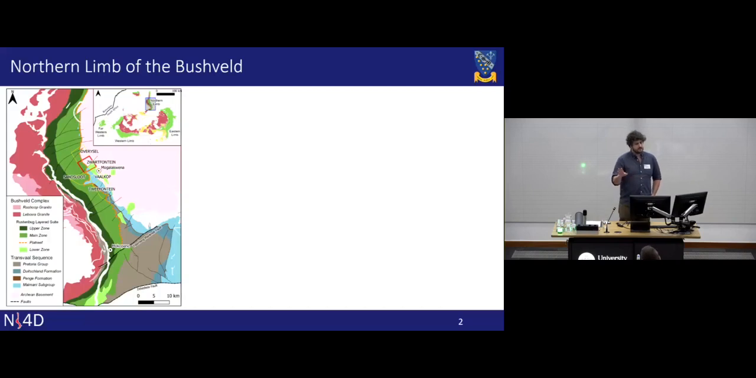Our project is focused specifically on the northern limb, which, as you'd imagine, is in the northern part of it. The northern limb is a little bit different geologically from the rest of the Bushveld complex. To be honest, we don't need to know much about the geology for the rest of this talk, other than just remember it's a layered igneous intrusion of largely ultramafic to mafic rocks. That's pretty much all we're going to focus on.